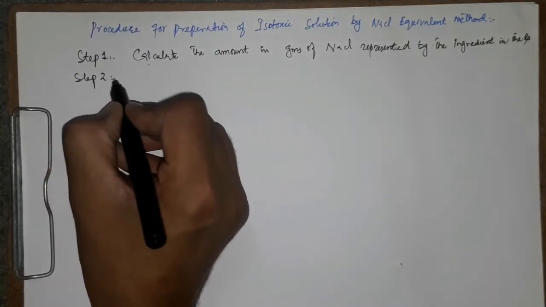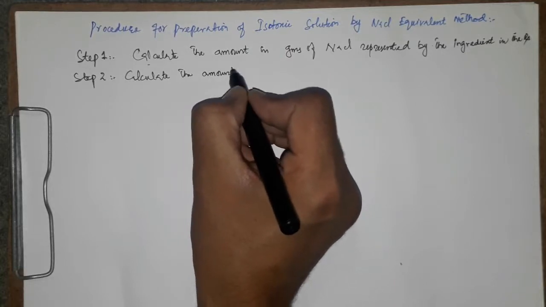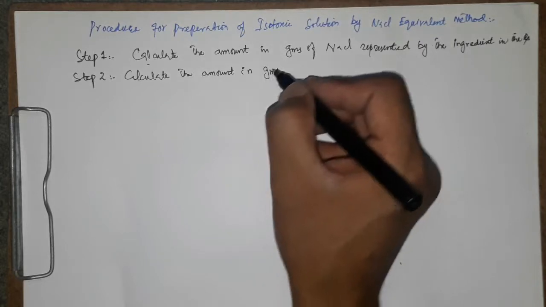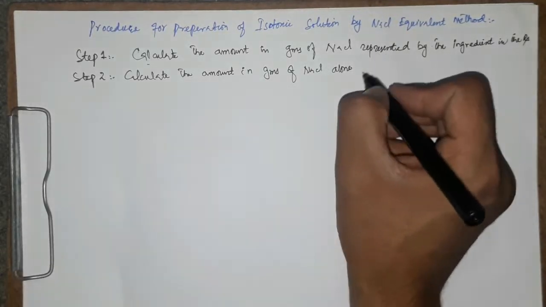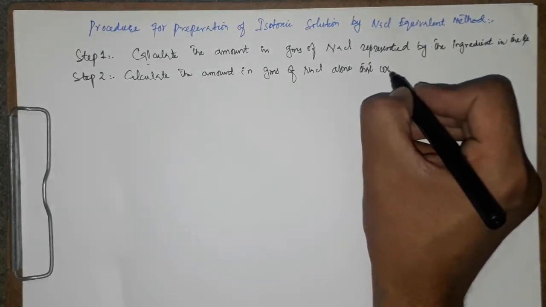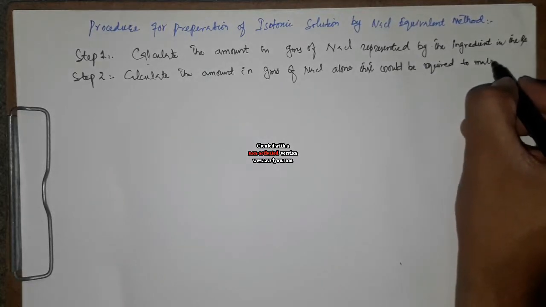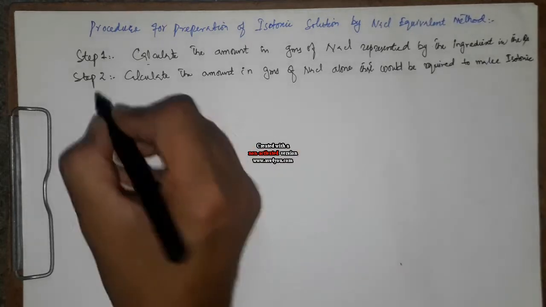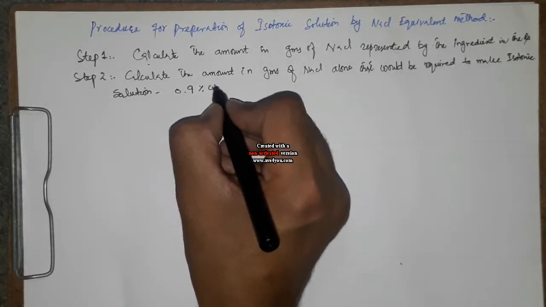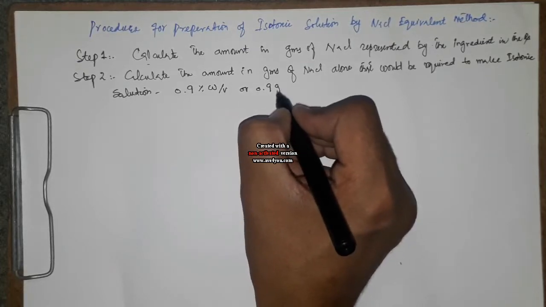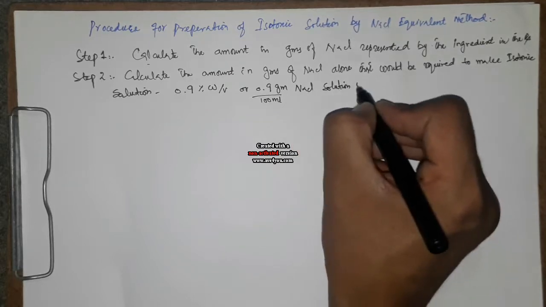Step 2 is: calculate the amount in grams of sodium chloride alone that would be contained in, or that would be required to make, an isotonic solution. As we know that 0.9% weight by volume, or 0.9 grams in 100 ml, of sodium chloride solution is isotonic.